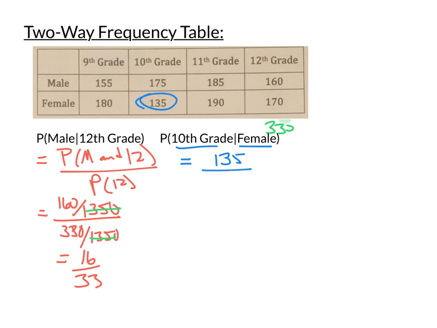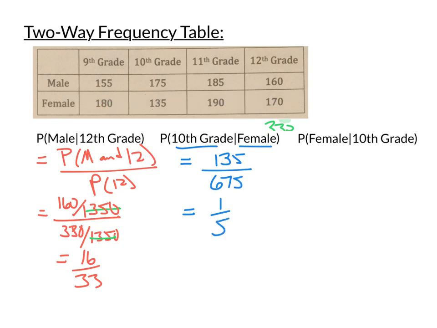Out of, not the entire student body, but out of the females. Because it's given that we are talking only about females. So that would be all of these people. When we add that up, the 180 plus 135 plus 190 plus 170 is 675. Then when we go ahead and simplify that, we'll end up with just 1/5.